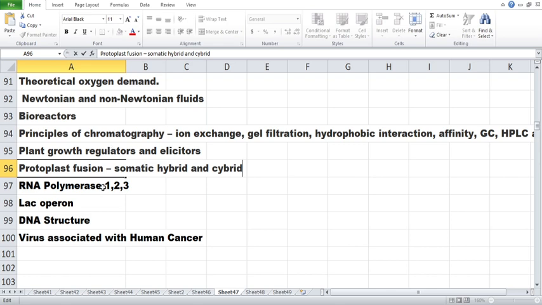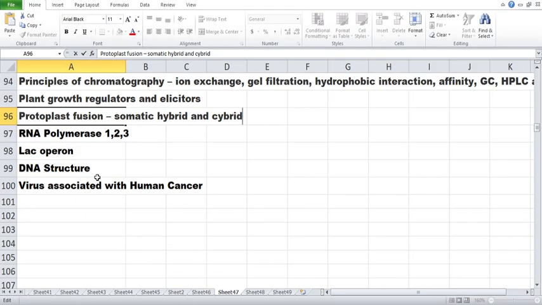And you should also know about types of RNA polymerases and study about operons, trp operon, lac operon, arabinose operon. Next, study about the structure of DNA, tRNA, messenger RNA. At last, you should also study about viruses associated with human cancer. So these are the list of important topics. These are the 100 important topics.